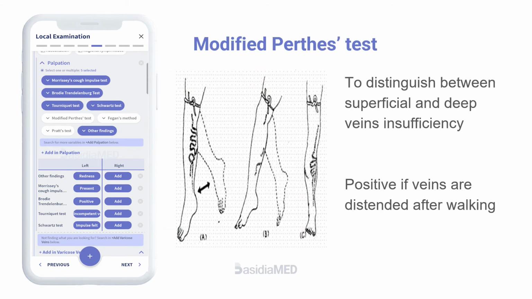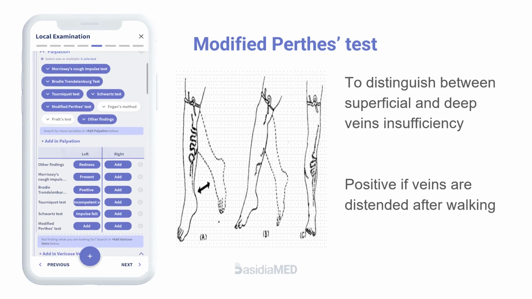The modified Perthes test distinguishes valvular insufficiency between the deep and superficial veins. A tourniquet is tied tightly around the upper part of the thigh. The patient is asked to walk quickly. Distended veins indicate a blockage or DVT.